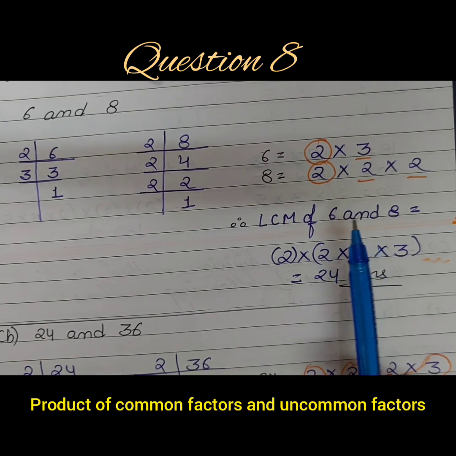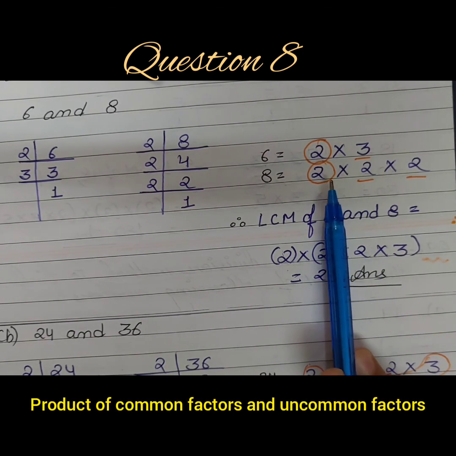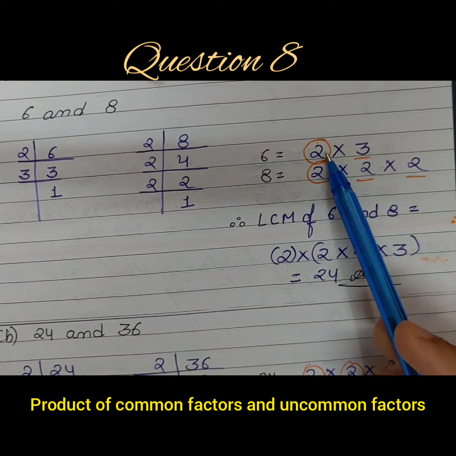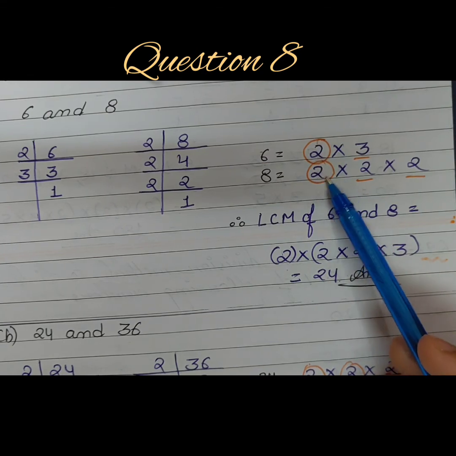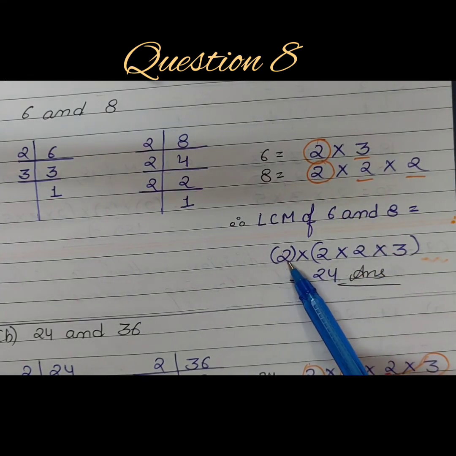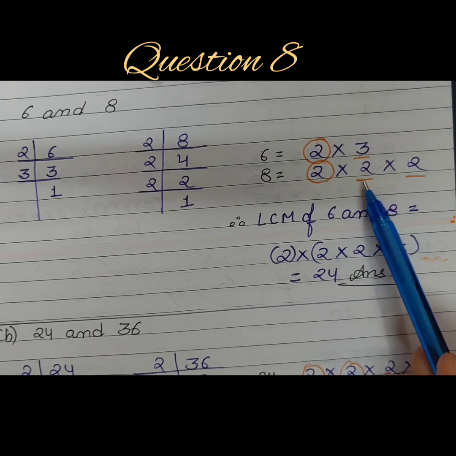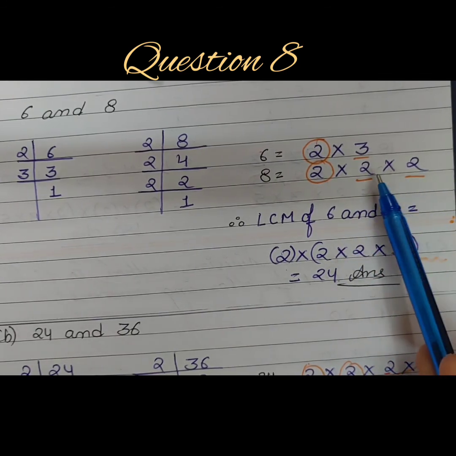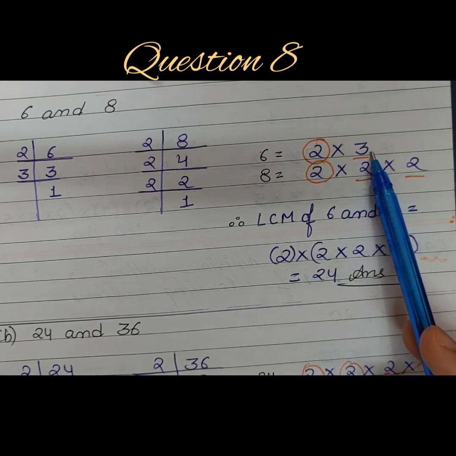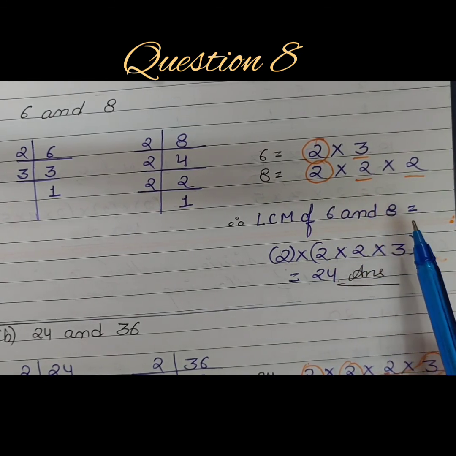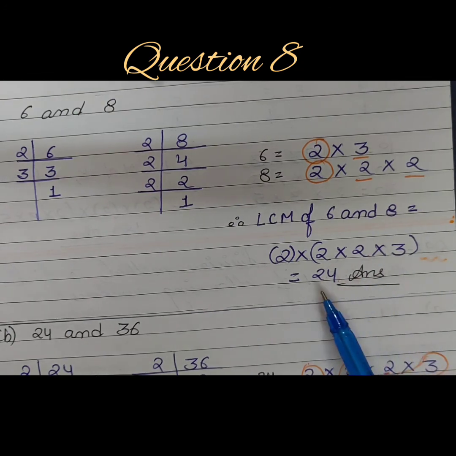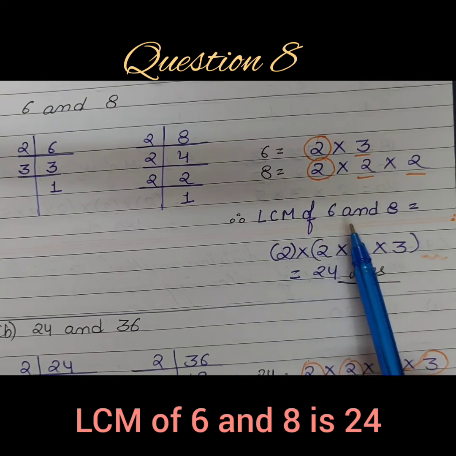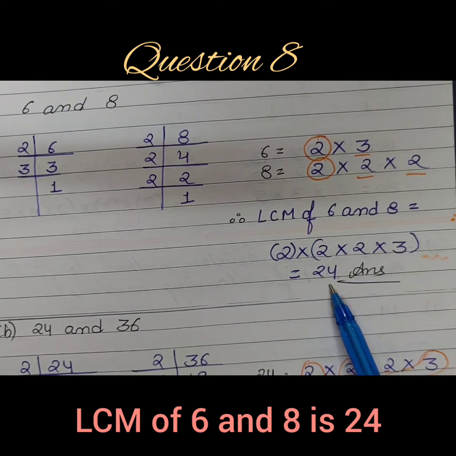Remember, LCM is the product of common factors and the uncommon factors. So first encircle the common factor. So 2 is our common factor. Write it separately. Now underline the uncommon factors. The uncommon factors are 2 into 2 into 3. Now the product of common factors and uncommon factors is 24. Therefore, the LCM of 6 and 8 is 24.